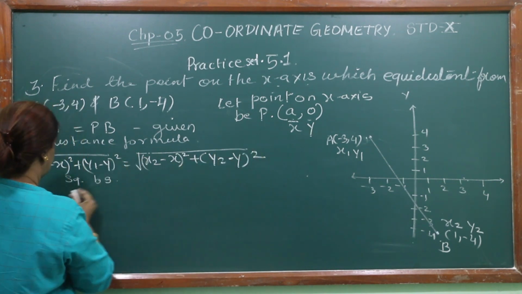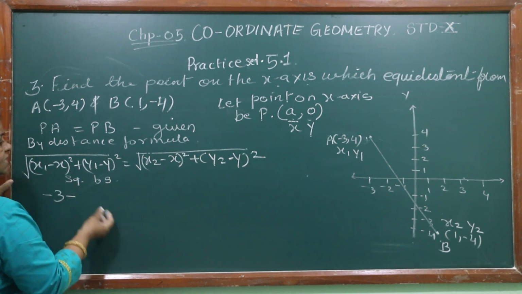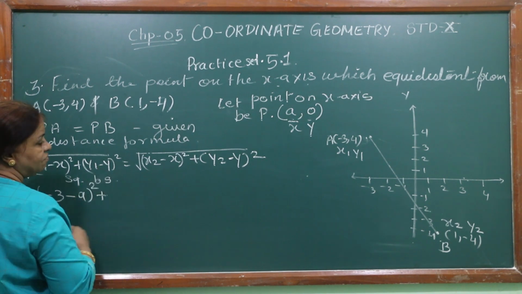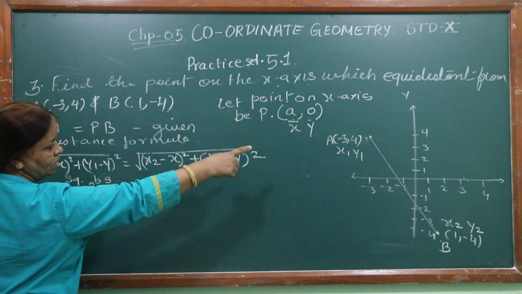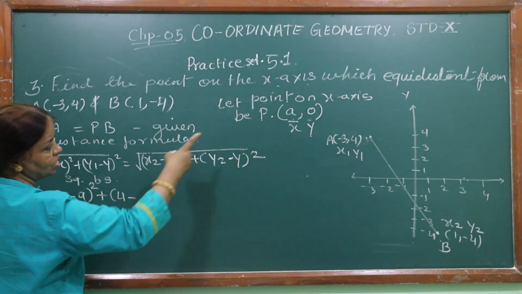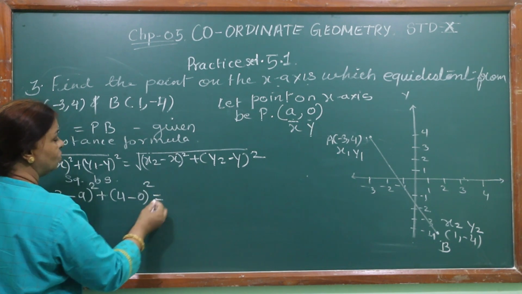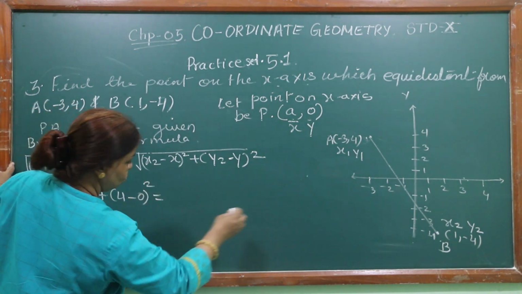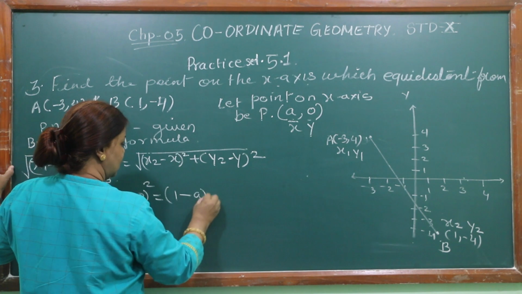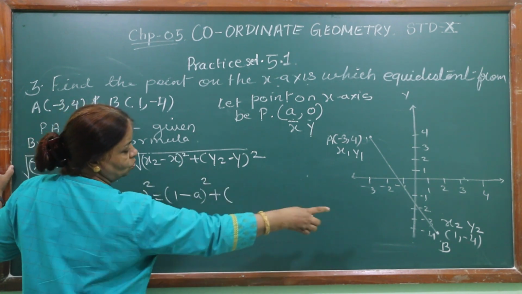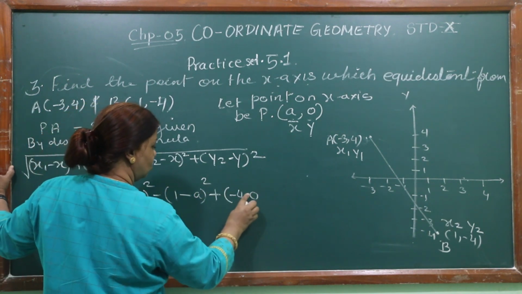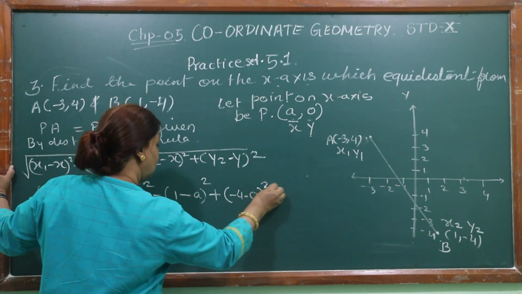What is x1? Minus 3. Minus 3 minus x. X is what? A, the whole square, plus y1. What is y1? 4 minus y. What is y? 0. The whole square is equal to x2. What is x2? 1. 1 minus x. What is x? A, the whole square, plus y2. Y2 is minus 4, and y is 0. Minus 0 the whole square.